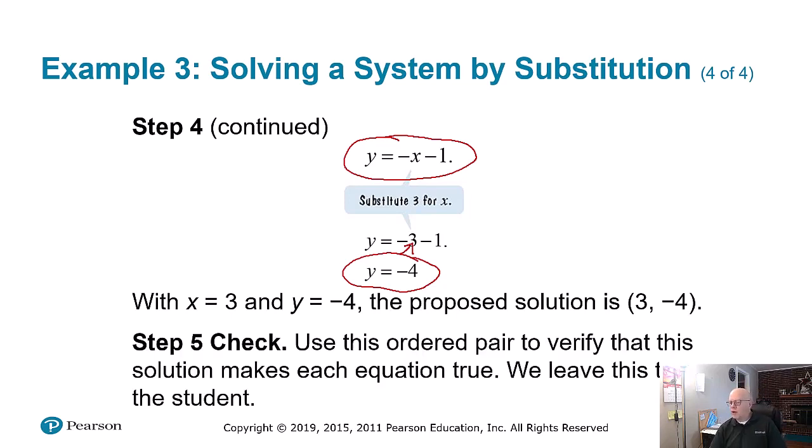So you're doing pretty well. Next, you want to make sure you check, double check this thing, because you think you've got it. Check. Use the ordered pair in both of those equations to make sure it makes each equation true. I'll let you do that.